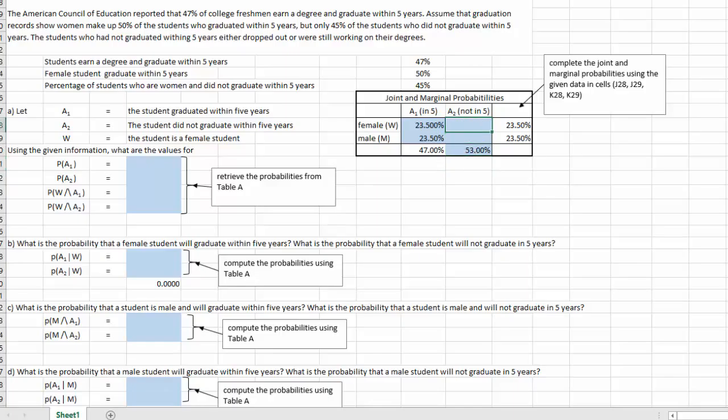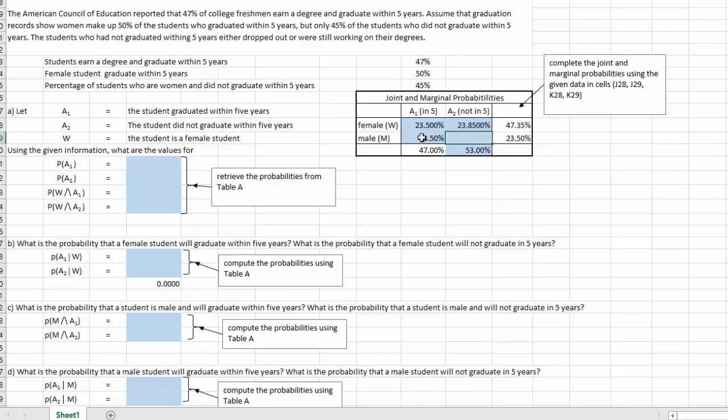So now to be able to determine the percentage of females who did not graduate within 5 years, we say equals, we know that the percentage of students who are women and did not graduate within 5 years is 45, but then we want to go ahead and multiply it by the percentage. And now we have 23.85% is the marginal probability. We want to do the same thing for men.